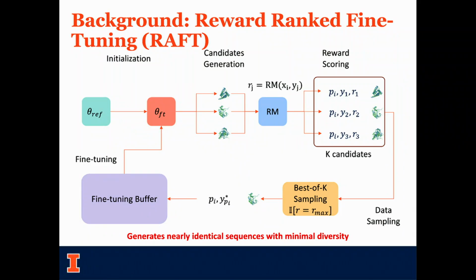Another approach which has been proposed is, instead of using a reward threshold, to just select the best sample out of those k samples which you generate from the model. Because you are restricting the selected samples to be the best sample, what we find is that this approach also leads to generating nearly identical sequences with very minimal diversity, although it again ensures higher reward in the proteins being generated. So essentially both these approaches currently suffer from a lack of diversity in the generated proteins.